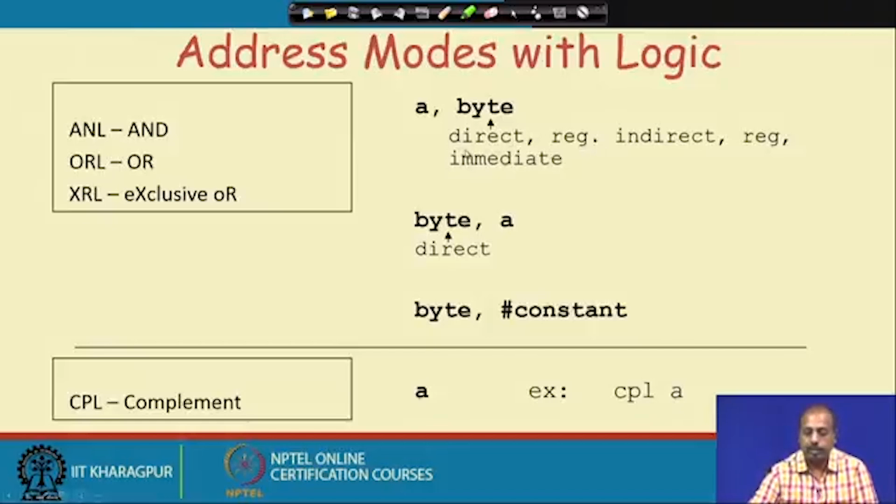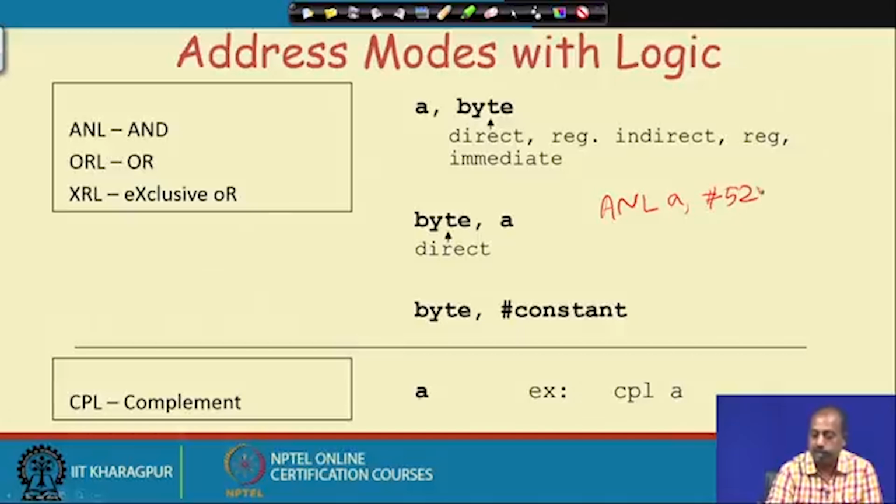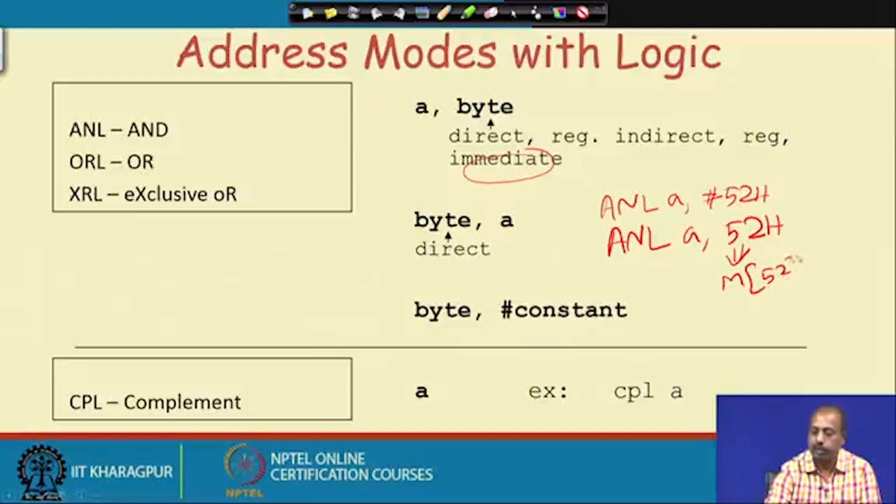So, hash, like you can say AND logical, ANL A comma hash 52 hex. So, A will be ANDed with 52 hex. That is the immediate mode. Then you can have the direct mode, like ANL A comma 52 hex. This means A will be ANDed with memory location 52, the RAM location 52 hex. With that the ANDing will be done. So, that is the direct mode.